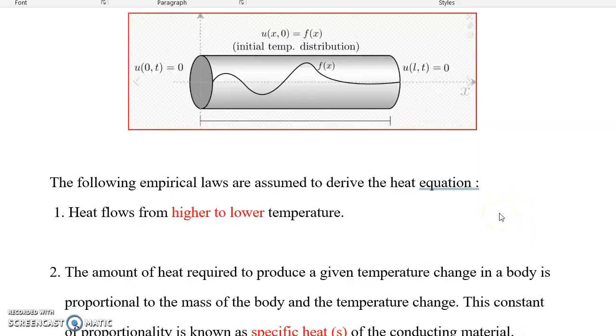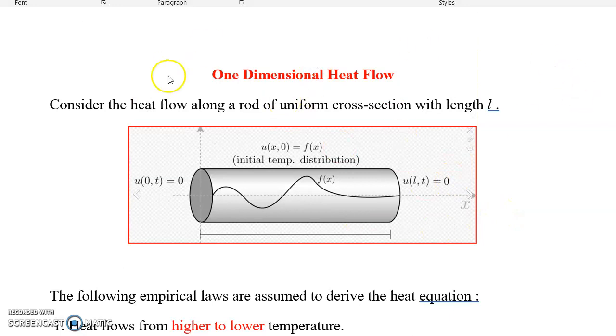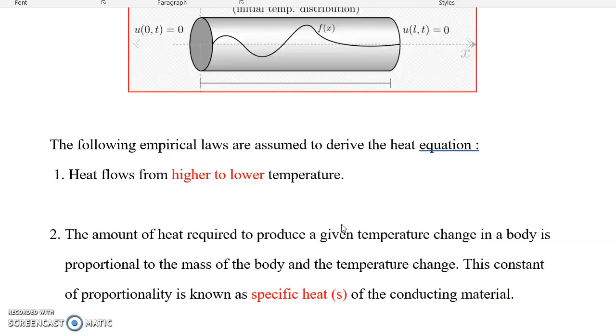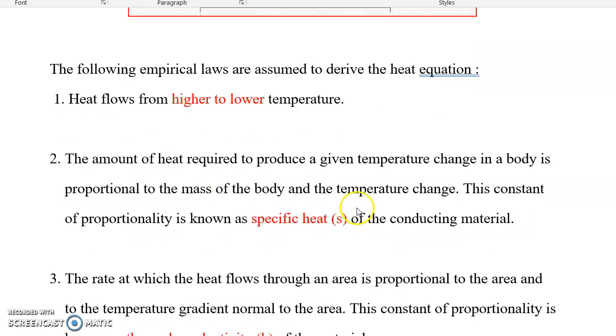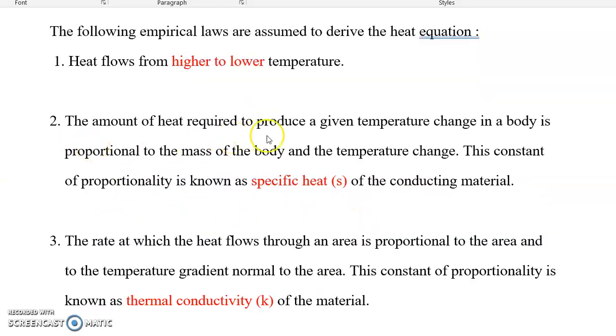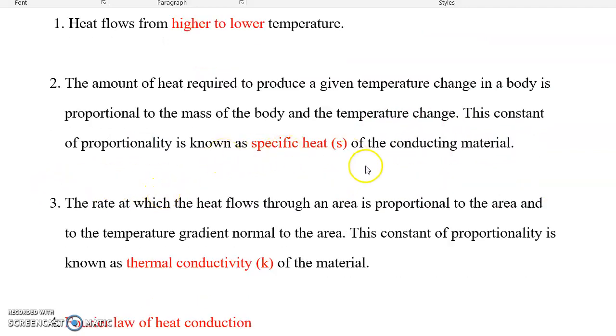Now before going to the derivation of the one-dimensional heat flow, there are a few empirical laws which we need to assume to derive the heat equation, and these are the laws. The first one: heat flows from higher to lower temperature. The second: the amount of heat required to produce a given temperature change is proportional to the mass of the body and the temperature change, and this constant is the specific heat.